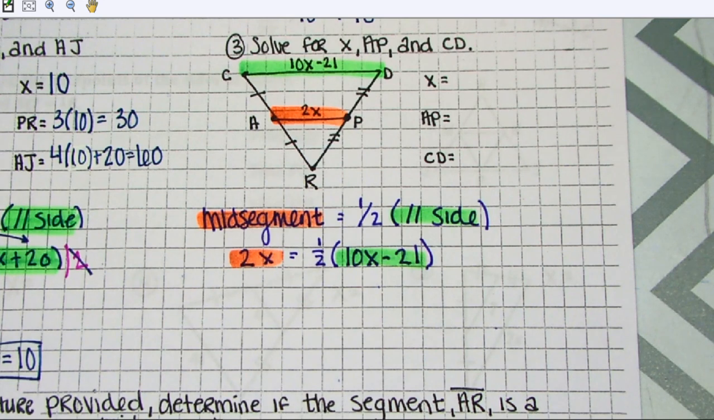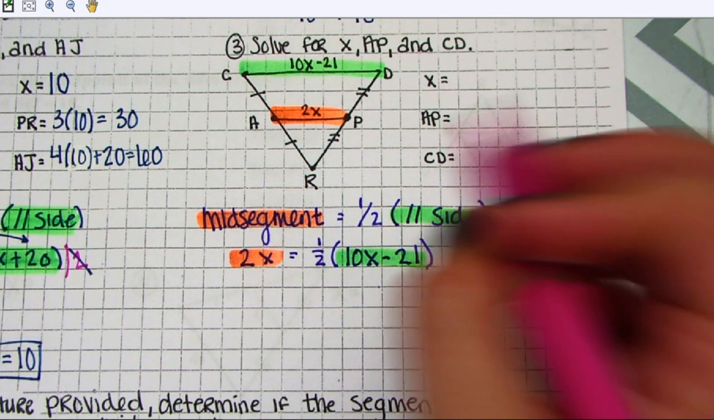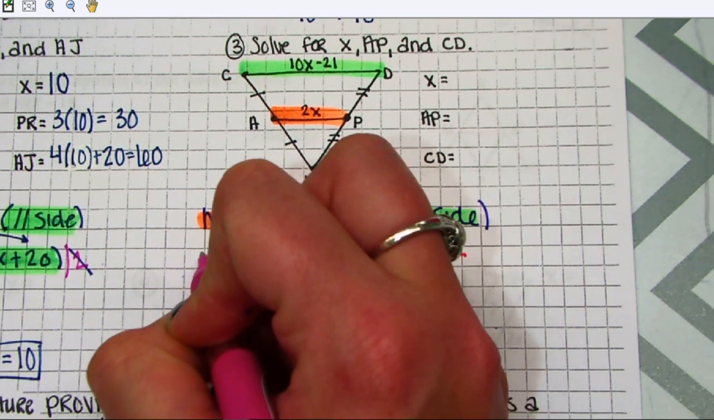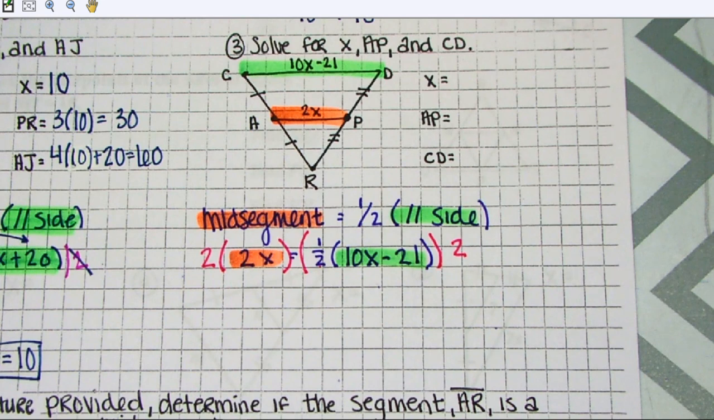How do we clear that fraction? Because I don't want to distribute it. By? Yes, multiply by 2 on both sides. So remember, whatever's on the bottom, that's what you multiply. In this case, it's always going to be a 2 because it's half.